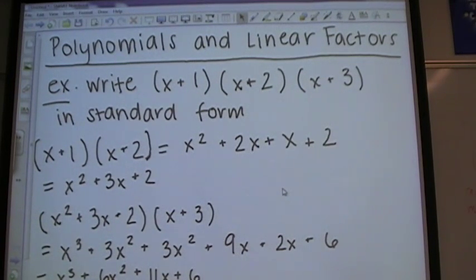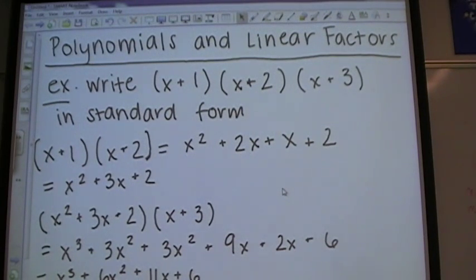How would you classify that polynomial? Cubic polynomial of 4 terms. Very good. Okay, does anybody have any questions about how we multiplied all that out?